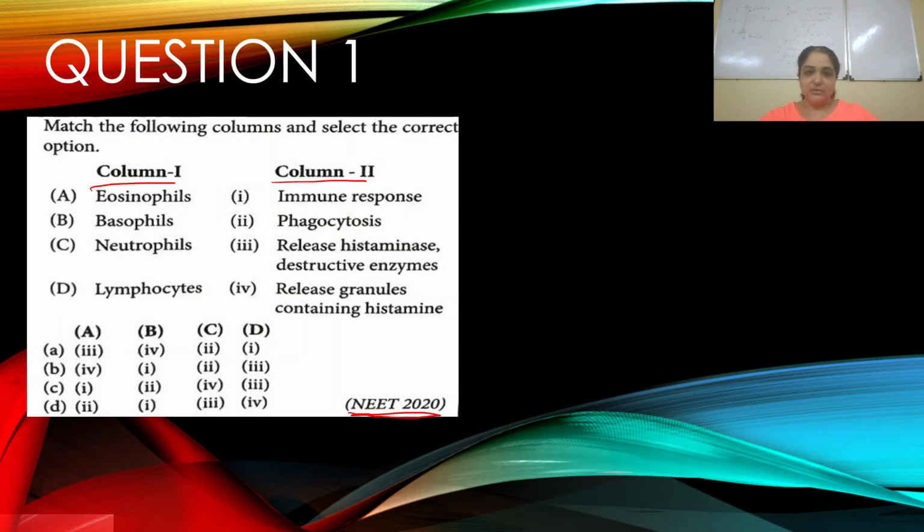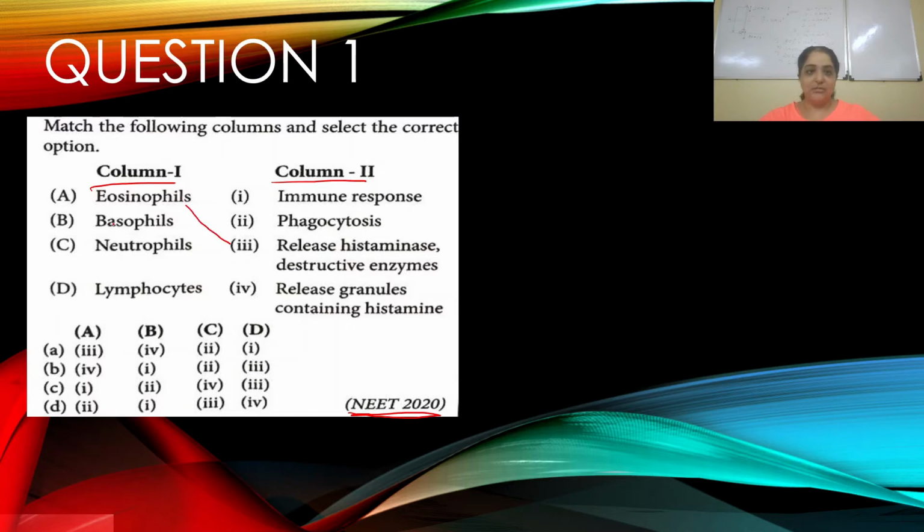Eosinophils. First you have column 2 with the first option, immune response. So I don't think that is the appropriate answer for eosinophils. Second is phagocytosis. Eosinophils are phagocytic, they are weak phagocytes, but we'll look at the other options and we'll come back. 3, release histaminase and destructive enzymes. Yes, that is possible. So 3 is a possible answer, but we look at option 4, release granules containing histamine. No, not really. It doesn't release histamine. So 3 is the appropriate answer for A.